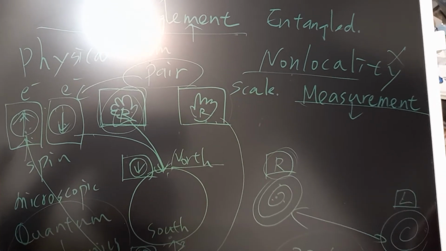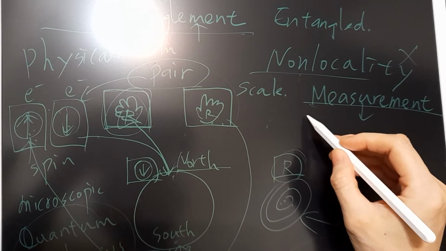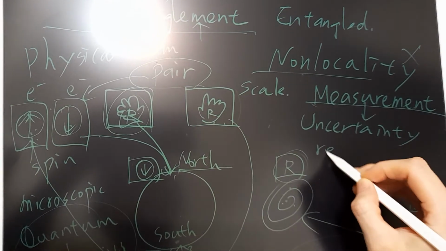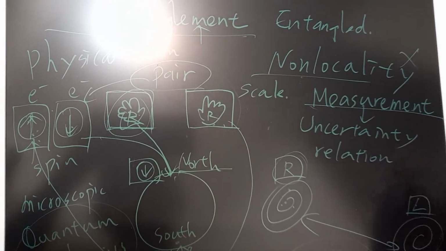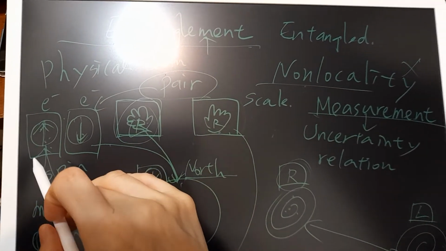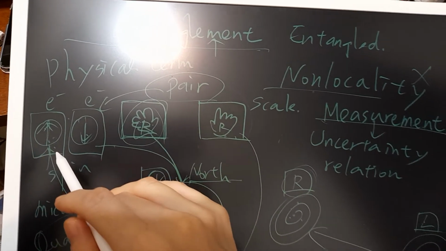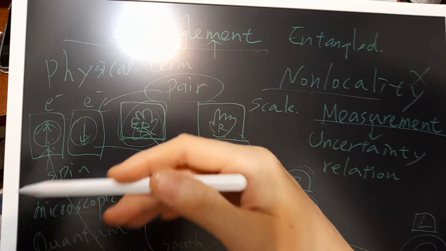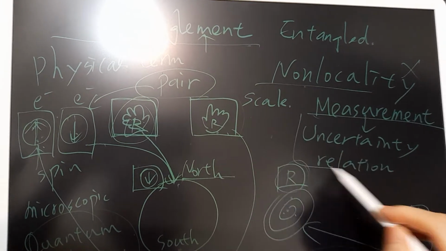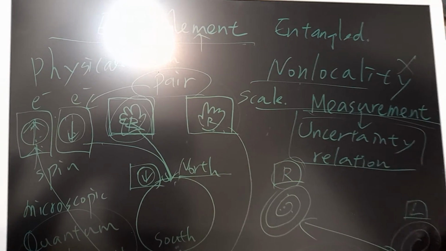Coming along with the measurement, there is another feature of the quantum world, which we call the uncertainty relation. It states that we cannot have a precise measurement of both position and momentum, and the same for energy and time. All right, I won't talk about the details of this, but let's stop here. We just focus on the measurement.